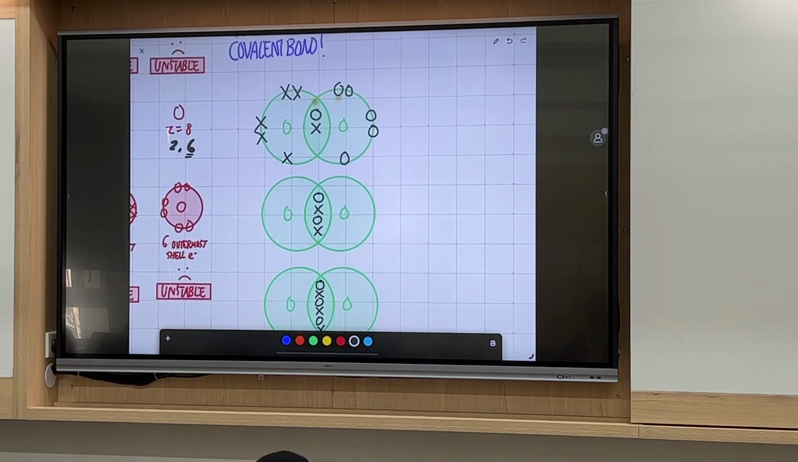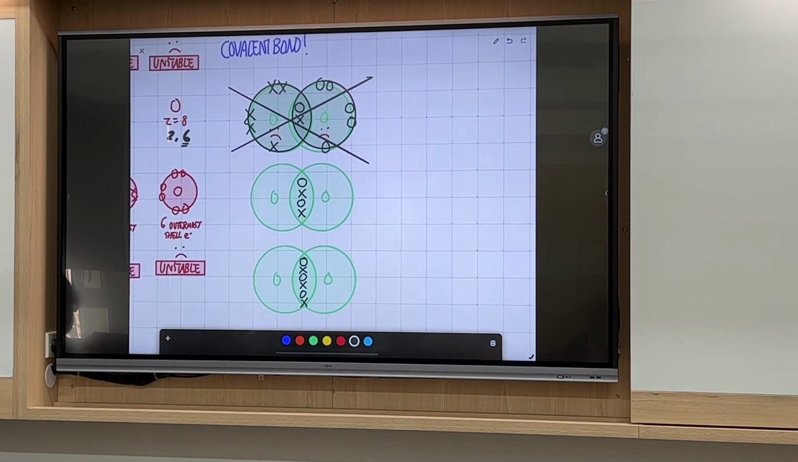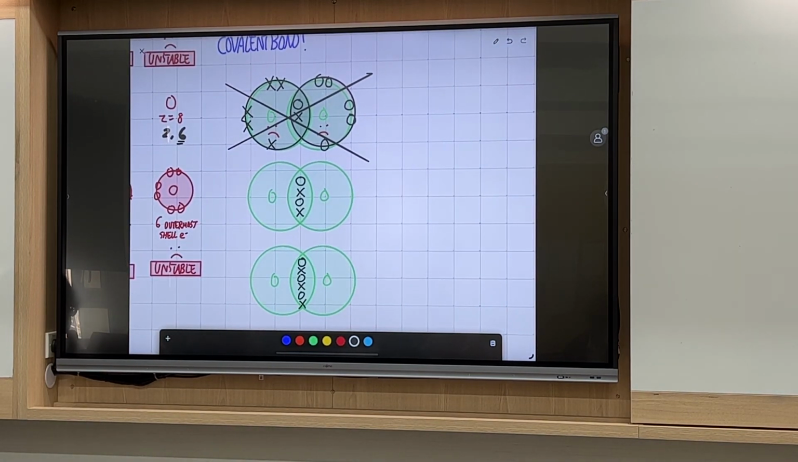Is it stable? No. Let's count. You have to be very good at counting. How many electrons do you see in this circle? 7. That means it is still unhappy with what it has right now, so it will try again. So this is wrong, because oxygen cannot become stable this way. So it is not sharing just one pair of electrons.